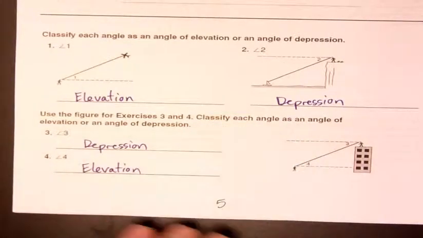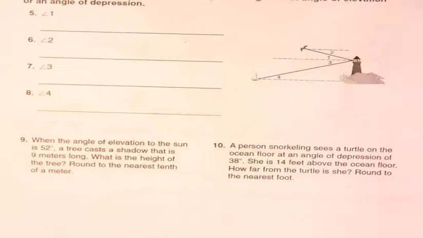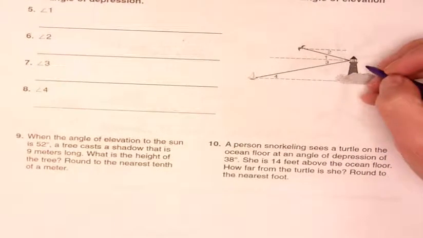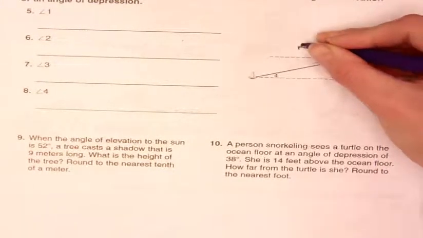Okay, so flip over to the next page. And look, there's more to classify. So this is a slightly more complex figure. You just have to say, hey, where is the vertex of the one they're looking at? So I'll take a volunteer. Number 1, is that going to be elevation or depression? Elevation, because from 1, the vertex is right here at the lighthouse. We're looking up at the bird.